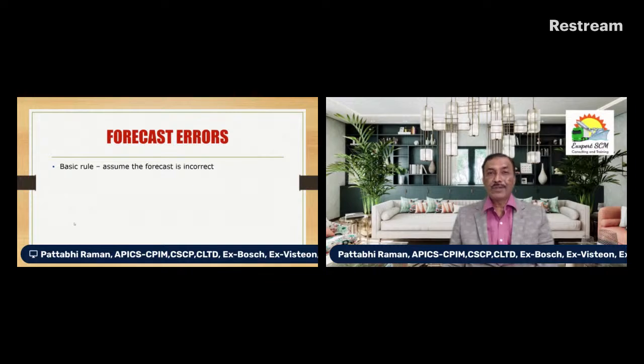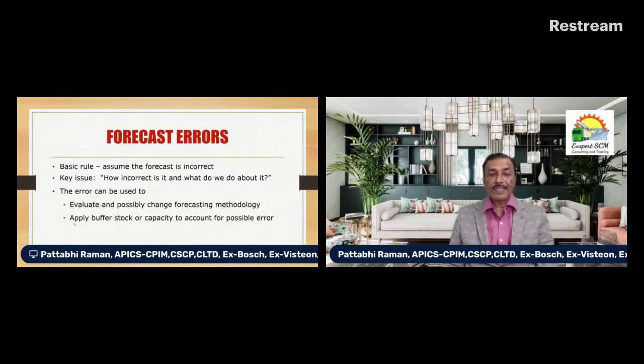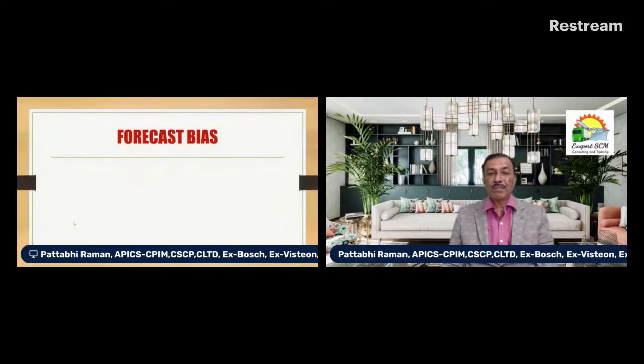So the basic rule is, assume the forecast is off, but how incorrect it is, we have to measure, because this error percentage is always required for our planning purpose, especially for the inventory planning guys. This error should be built into your supply planning, otherwise there could be a problem. Now we will see what the methods of measuring forecast error are. Before that, we will see what forecast bias is.